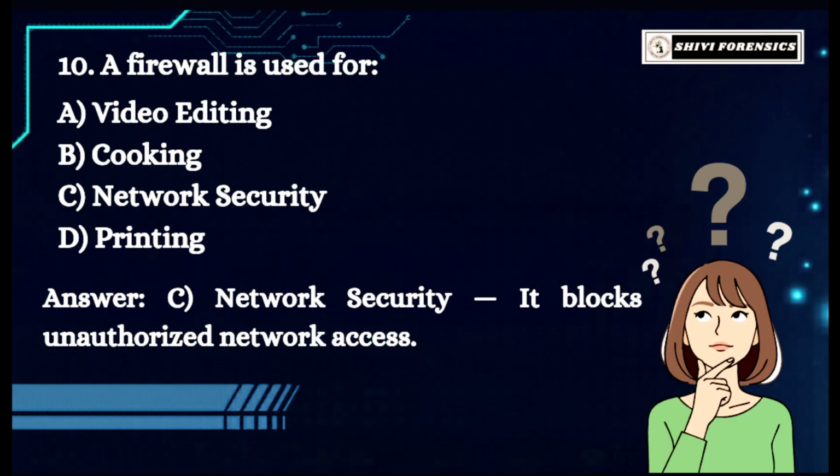Now, for the last and the 10th question, we have a firewall is used for option A, video editing, option B, cooking, option C, network security, option D, printing. And for this, the correct answer is option C, network security. A firewall is a security system that monitors and controls incoming and outgoing network traffic. It acts as a protective barrier between trusted internal networks and potentially dangerous external networks.